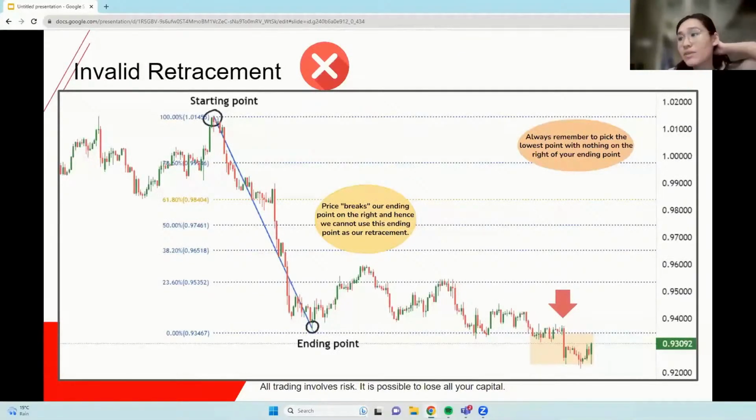So here's an example of an invalid retracement. So you can see the starting point here, ending point here, as I've highlighted. And because price has broken below my initial ending point, it then becomes invalid. Okay, as long as it breaks below the 0.0% level, it's invalid. Okay, so it's important to always remember to pick the lowest point with nothing to the right of your ending point.